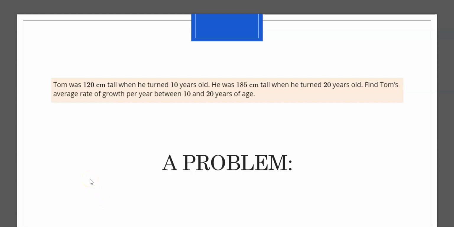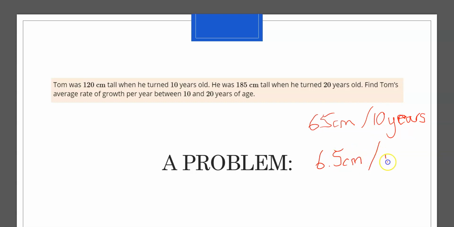Okay, so Tom was 120 centimetres tall when he was 10. He was 185 centimetres when he was 20. What was his rate of growth between 10 and 20 years? So far we've got he increased by 65 centimetres per 10 years, because our time frame was 10 years. Which means if we divide 65 by 10, we get 6.5 centimetres per year. So that was his growth rate per year.